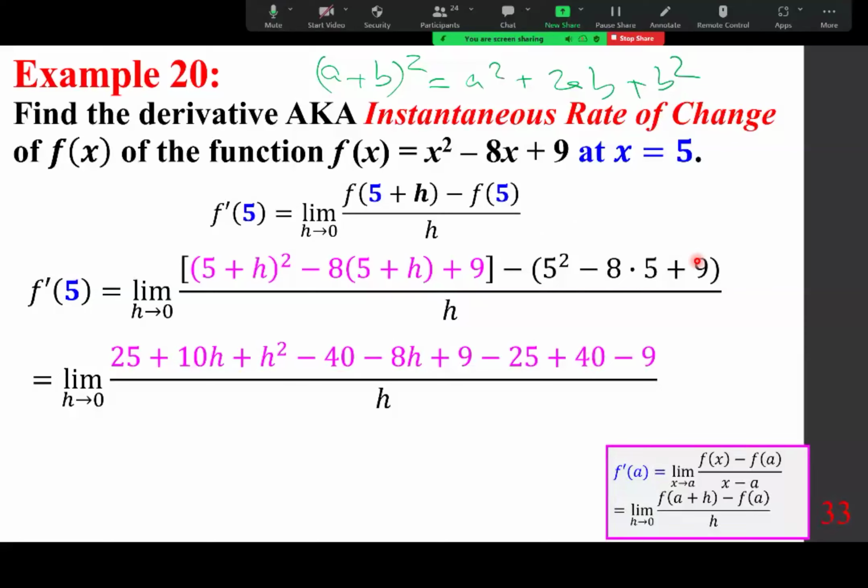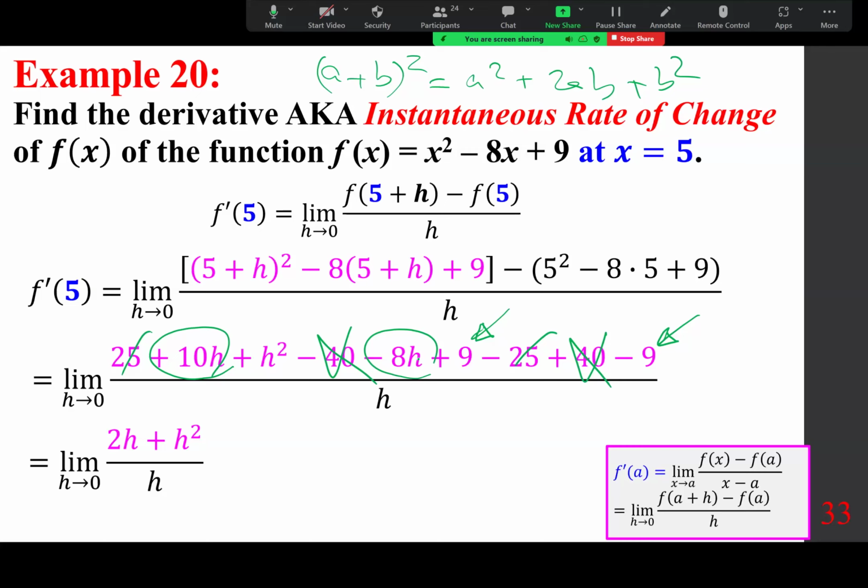I put it in this format so we can easily see what happens here. 25 minus 25, negative 40 and positive 40, positive 9, negative 9. They cancel each other. So what is left in the numerator is 10h minus 8h, which gives us 2h plus h squared. We can factor the h out.